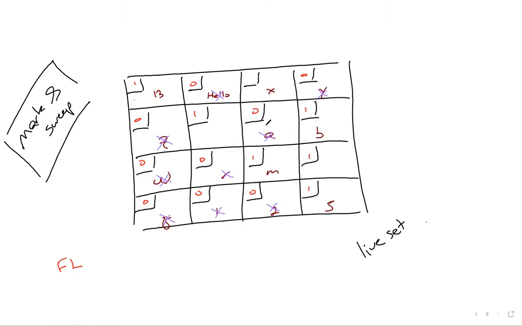So up to this step, in a sense, 0 was garbage. 0 was garbage. And 1 was live.